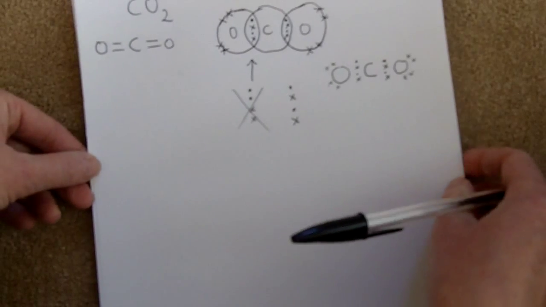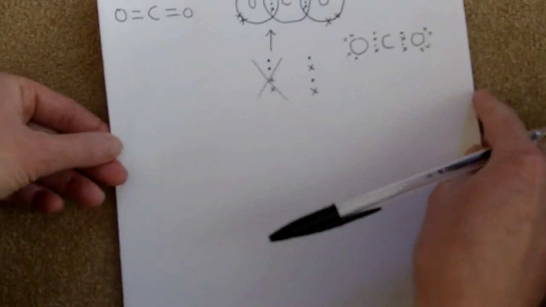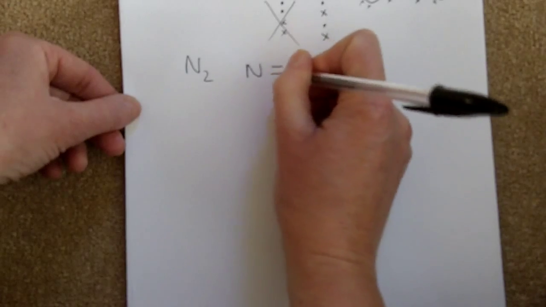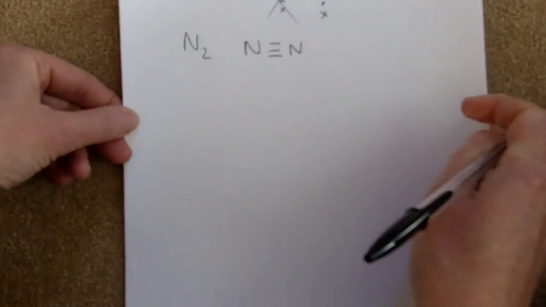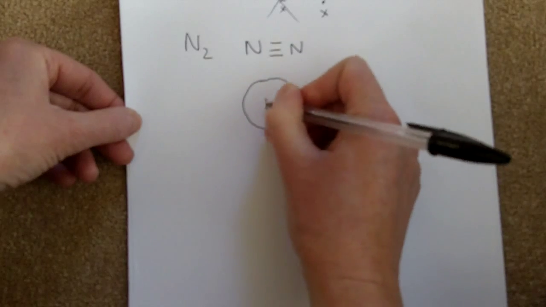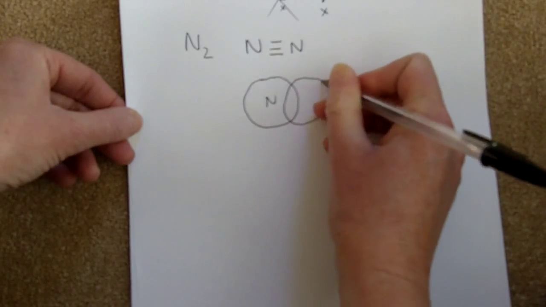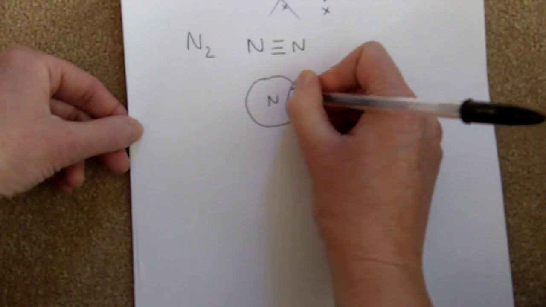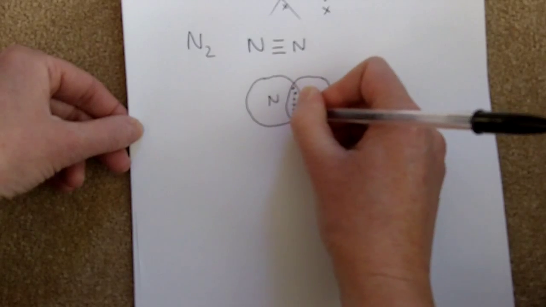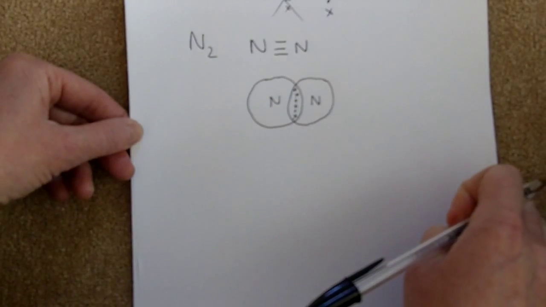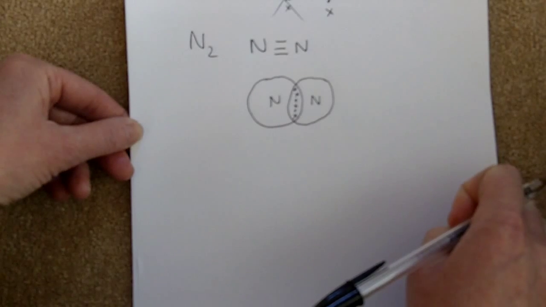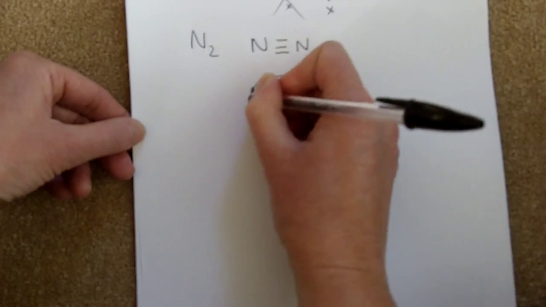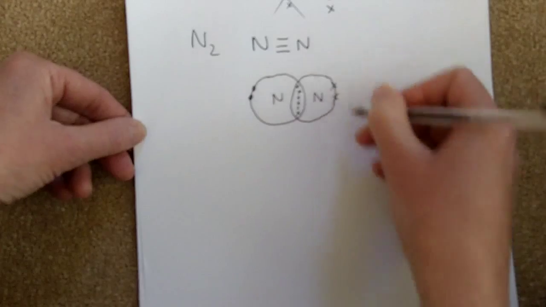Another common example is nitrogen. Let's have a go at nitrogen then. So nitrogen is N2. Nitrogen is actually a triple bond between the 2 atoms. Make sure you've got plenty of room, don't do this too small. The 2 nitrogen atoms overlapping. So this is going to be a dot cross, because it's a triple bond. Nitrogen has 5 electrons because it's in group 5. So 3 dots, we need 2 more dots. 3 crosses, we need 2 more crosses.